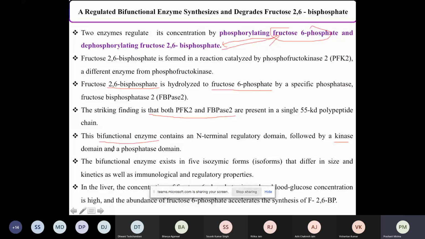So that's the way the mechanism happens. So this bifunctional enzyme is in isomeric form. Isomeric form or isoforms are the enzymes which differ in size and kinetics, as well as they have different immunological properties. So they differ in terms of their immunological properties as well as regulatory property.